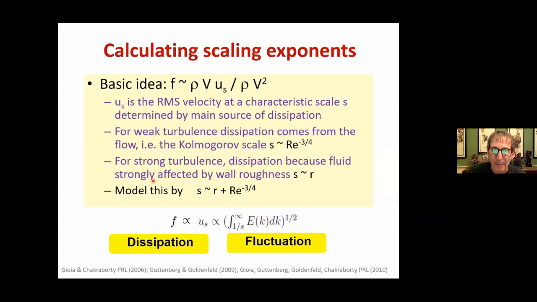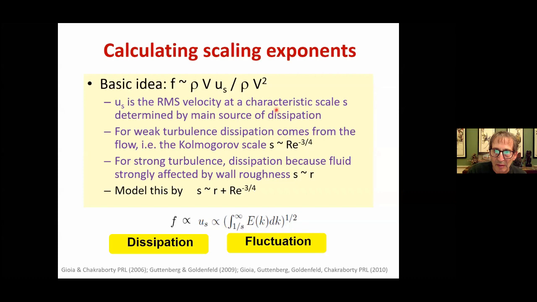So what they did, I should say, is they said, here's the friction factor. It's a stress tensor, divided by the kinetic energy rho v squared. So what they said was, let's write down the stress tensor as the product of the mean RMS velocity v in the streamwise direction down the pipe times the characteristic velocity scale at a scale s, which is the main source of dissipation.